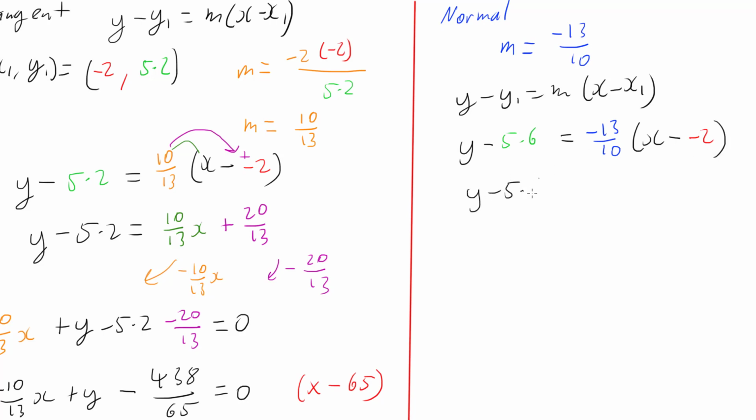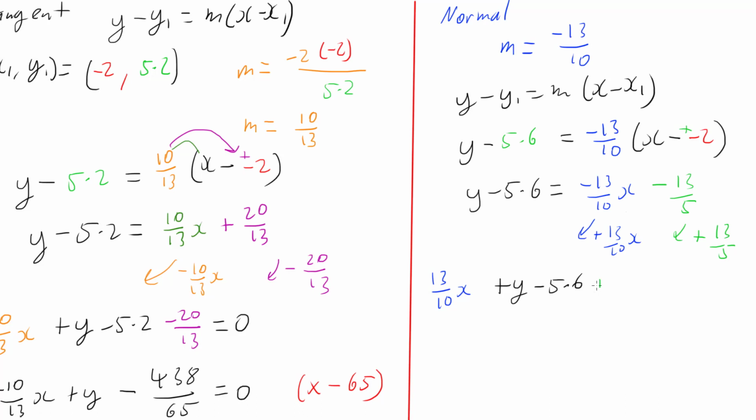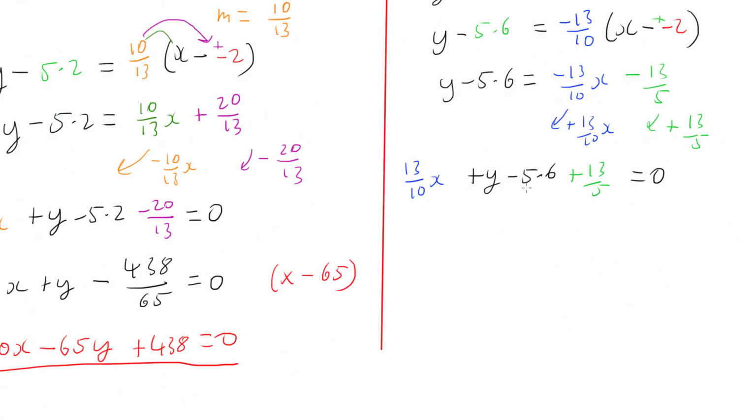So we're going to have y take 5.6 equals, and if we open up this bracket, we're going to have negative 13 on 10x, and multiply the negative 13 on 10 onto the positive 2, so we're going to have negative 13 on 5. Rearranging again into general form, we're going to add 13 on 10x, and we're going to add 13 on 5, so that way we have 13 on 10x plus y minus 5.6 plus 13 on 5 equals 0. And then we'll perform this subtraction. Negative 5.6 plus 13 on 5 happens to be negative 13 on 5. So we're left with 13 on 10x plus y minus 13 on 5 equals 0.